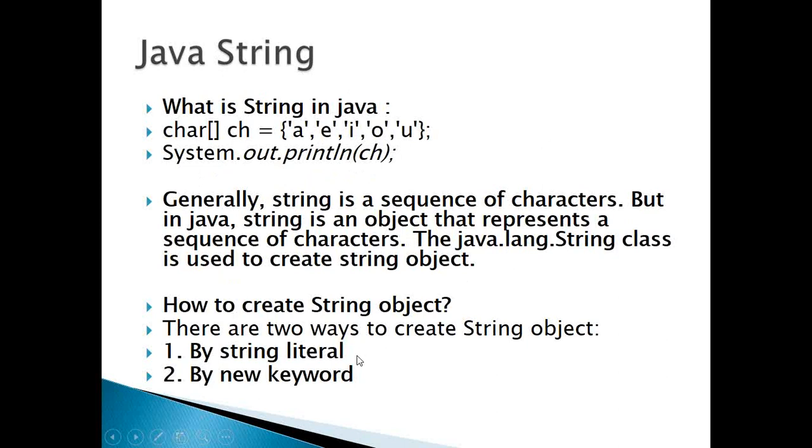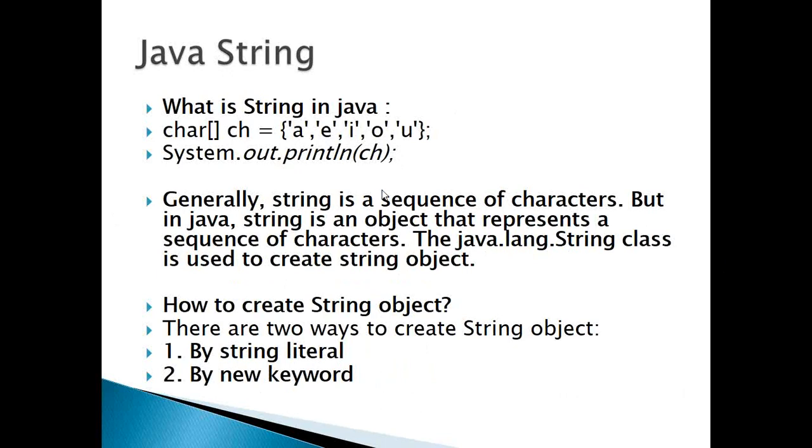So we have two ways we can create strings. In string, we can create two types: one is using a string literal, and another is by using the new keyword. These two ways. And strings are basically objects, and also a sequence of characters.